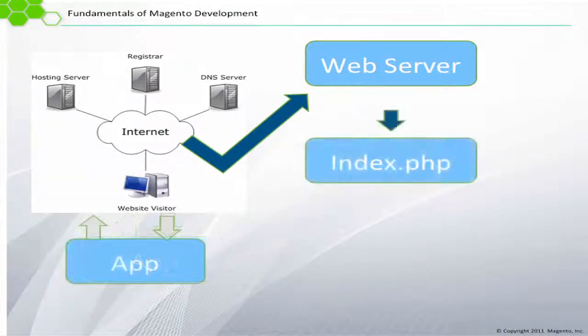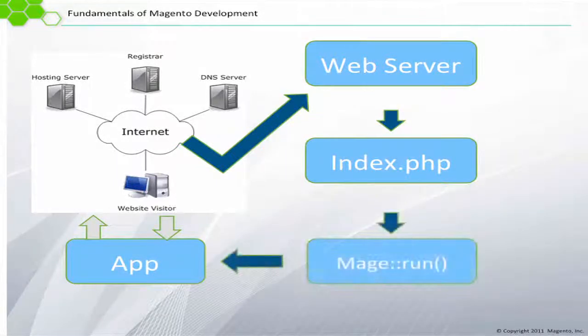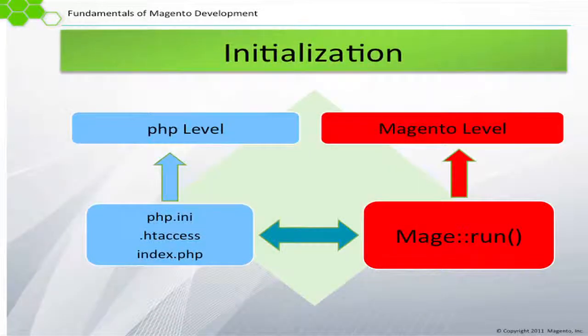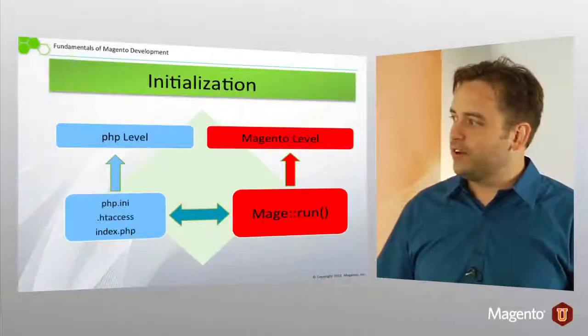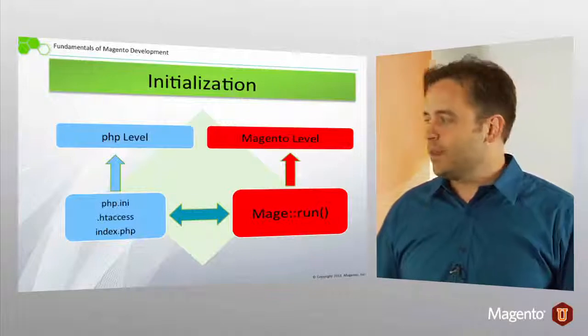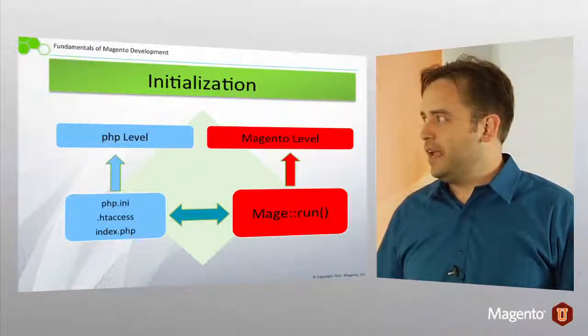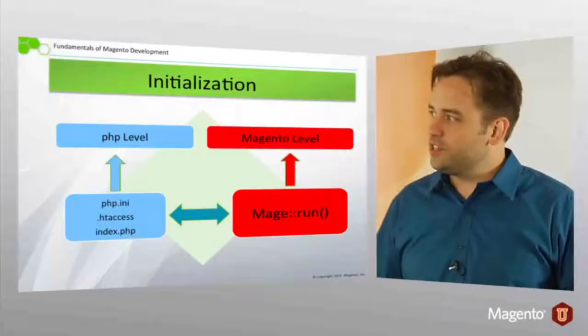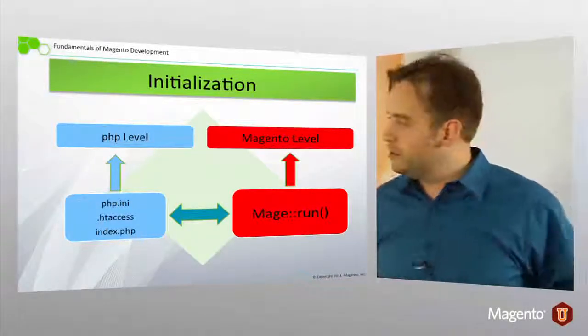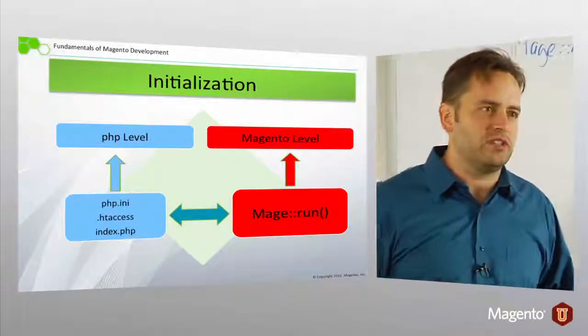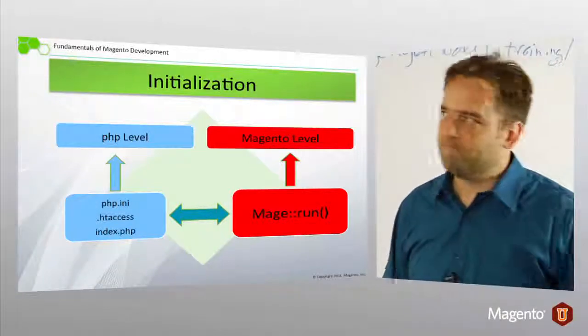At the web server, the request hits the web server. The request is routed to index.php. Mage run is called. Mage run initializes the app via mage app run. For an analogous comparison, you have these configuration files for PHP. In a similar way that these are part of the setup of the PHP environment, mage run triggers the setup of the environment for Magento.